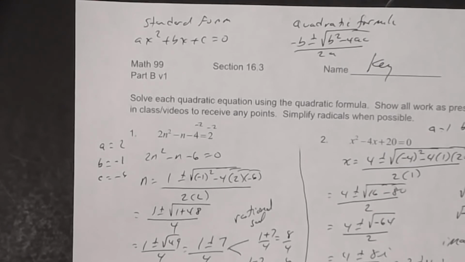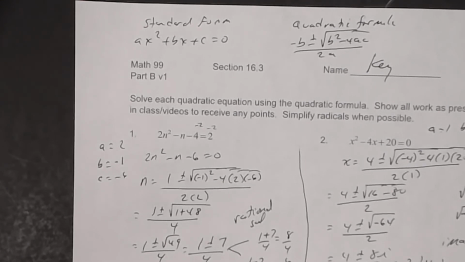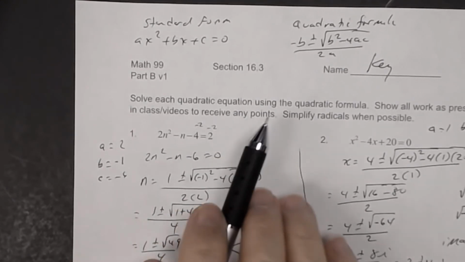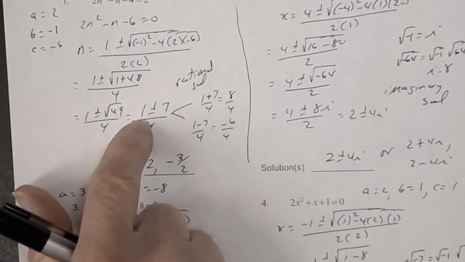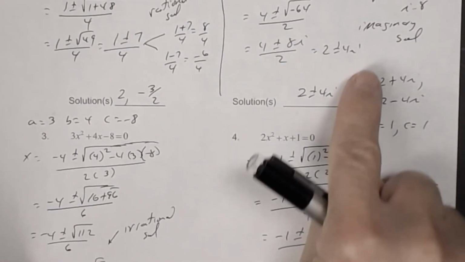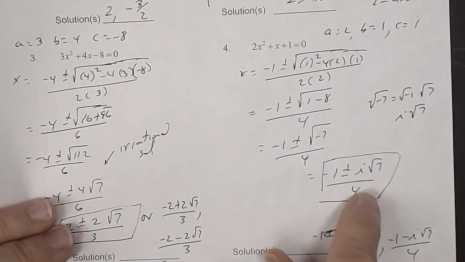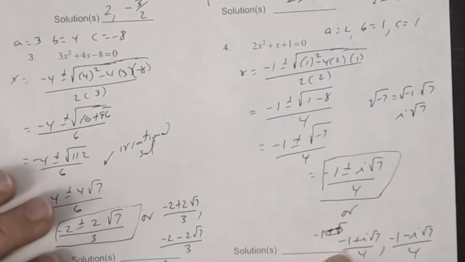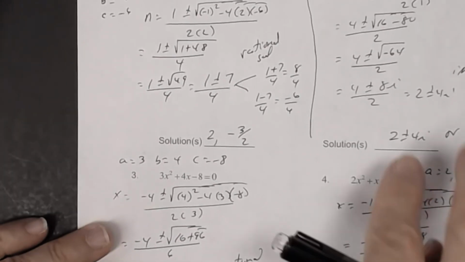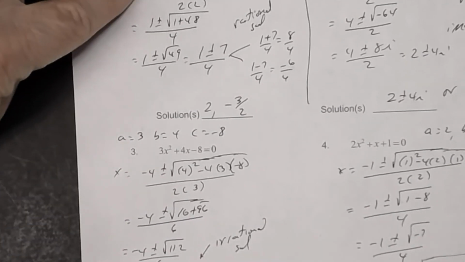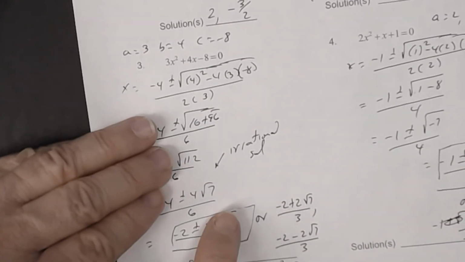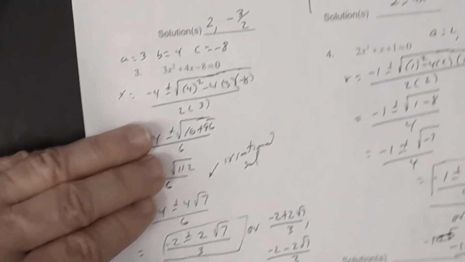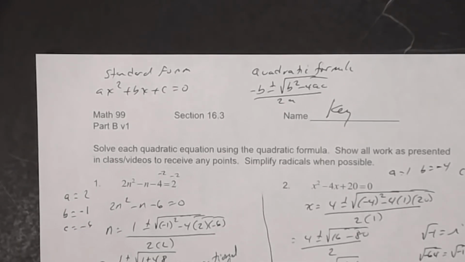So just make sure you know how to solve quadratic equations using the quadratic formula. Notice it's important that you understand why these are rational solutions, why these here are imaginary solutions. These have i's in them, so that makes them imaginary. If they're not imaginary solutions, that means they're real solutions. And real solutions are either rational or irrational. Okay? All right, so that's the end of this worksheet.